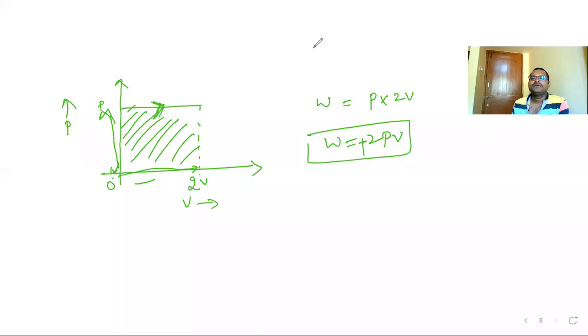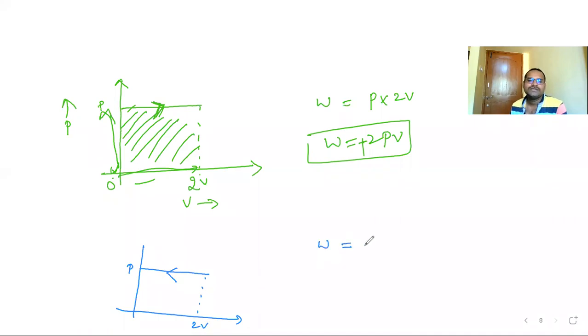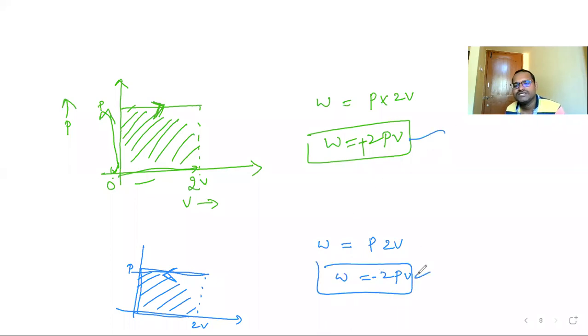Clear? Now take the same graph, everything the same: pressure P, volume 2V, and the graph is like this. Then what will be the work done? Again, work done is equal to the area under the curve. The length is P and the width is 2V, so it will be 2PV. But see here, it is undergoing compression. Volume is decreasing, so we should take it as negative. Clear? Are you understanding?